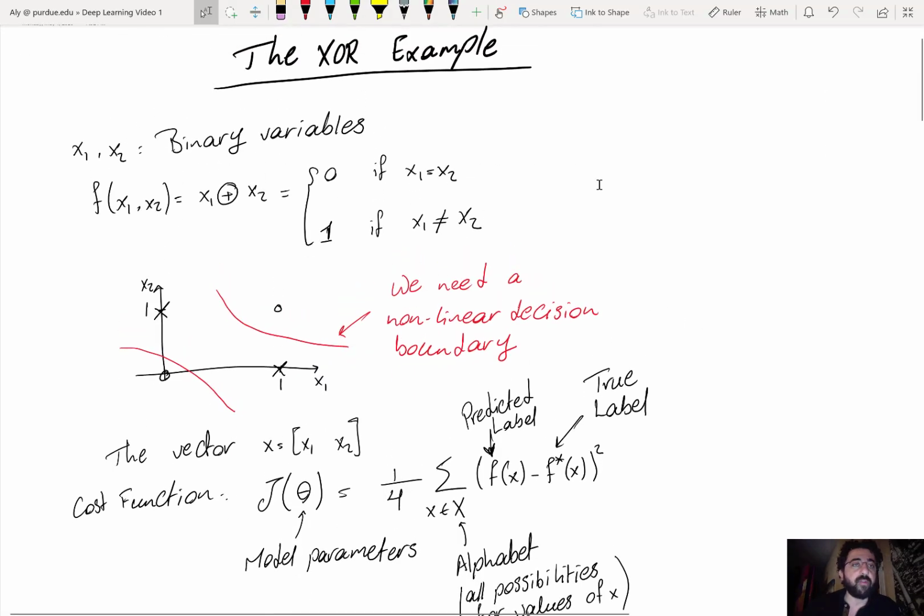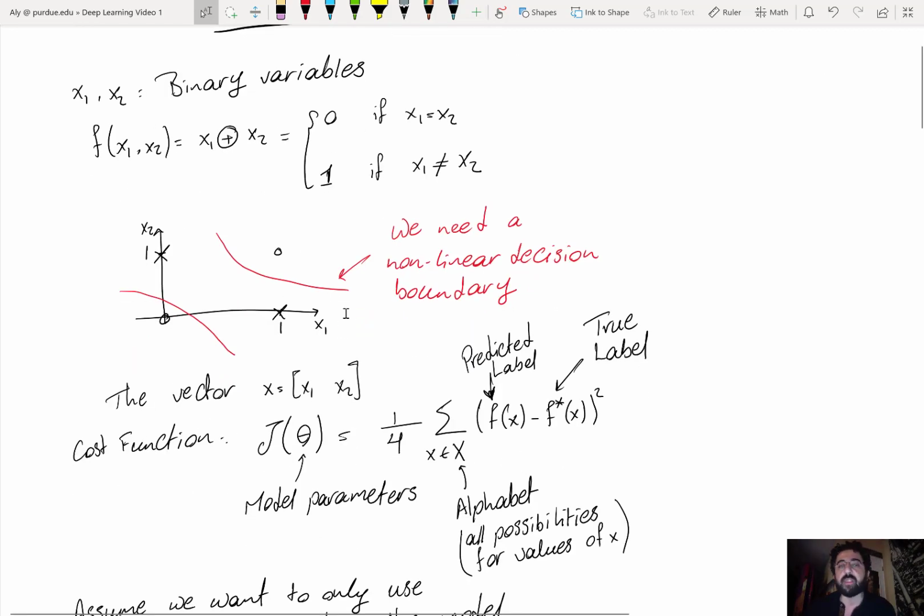So let's say we have two variables. These variables are binary, meaning they can only be 0 or 1. We'll call them x1 and x2. And then we have the XOR function. This is the function we try to learn. And basically x1 XOR x2 equals 0 if x1 equals x2 and equals 1 if x1 is not equal to x2. So if you have 1 0 or 0 1, the output is 1. If you have 0 0 or 1 1, the output is 0.